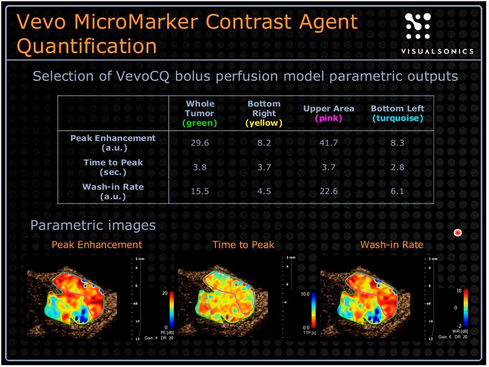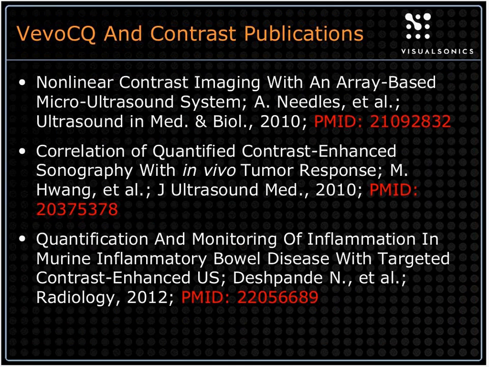The parametric images as TIFF images, so you can compile them into a nice image for a paper or a presentation such as this one, and then the actual numerical data exportable as a flat text file that you can take into Excel. So lots of papers out there. I've put examples of 3 different papers in here that have to do with nonlinear contrast imaging on our system. This first one here, this one at the top, is one that actually mentions VevoCQ and actually shows some parametric images. I believe it's in the supplemental data.